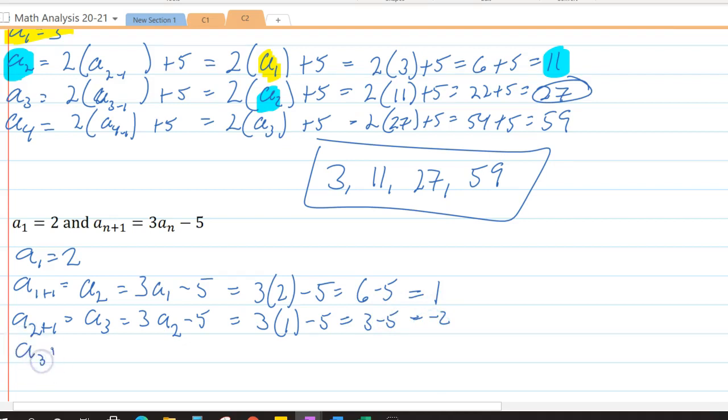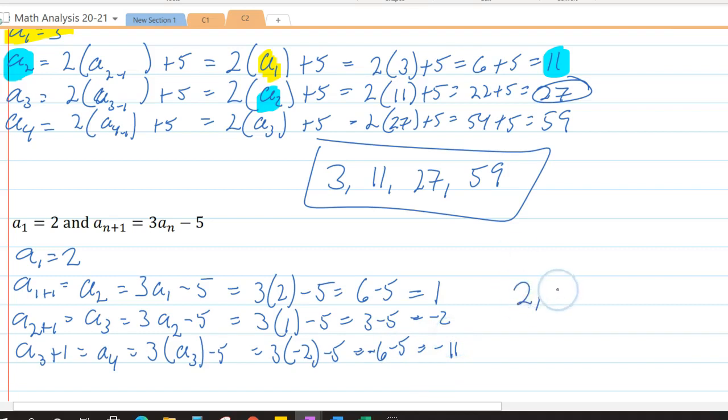A sub 3 plus 1 is equal to a sub 4. That gives me 3 times, what did I replace the n with? I replaced the n with the 3. So 3 a sub 3 minus 5. What was a sub 3? It was negative 2. So negative 6 minus 5 is equal to negative 11. So my first four terms are 2, 1, negative 2, negative 11.